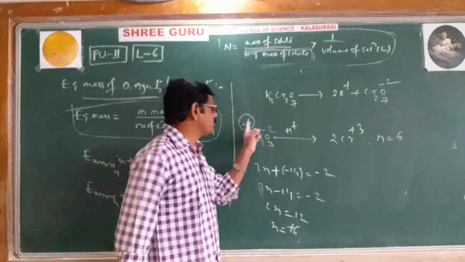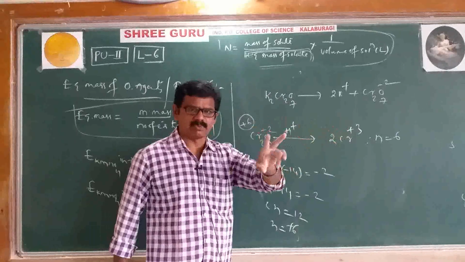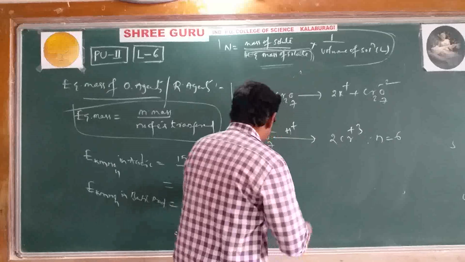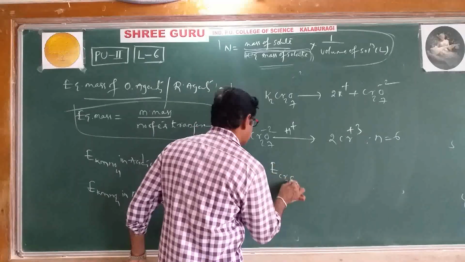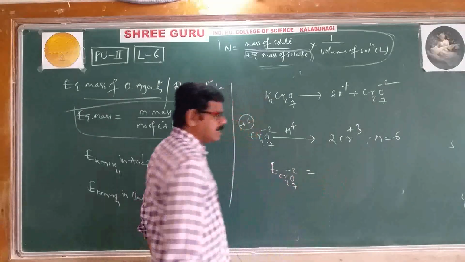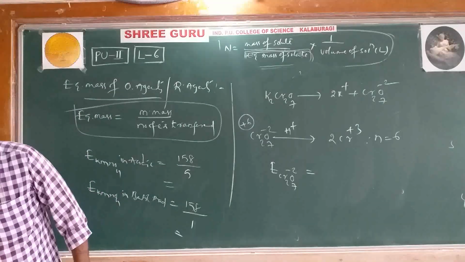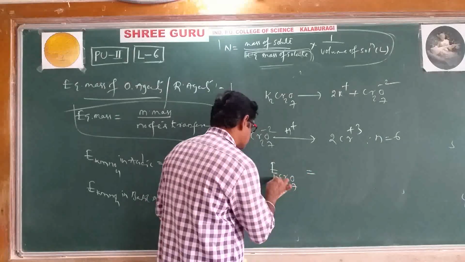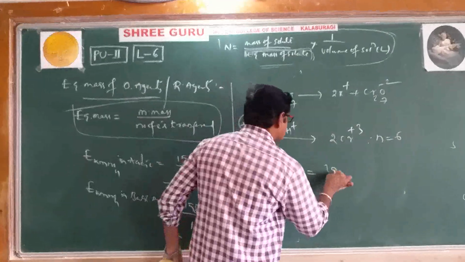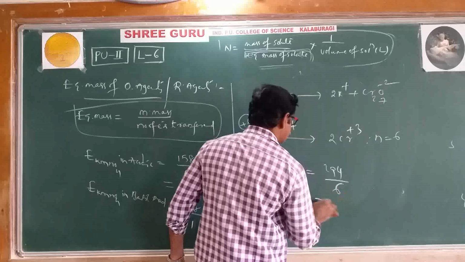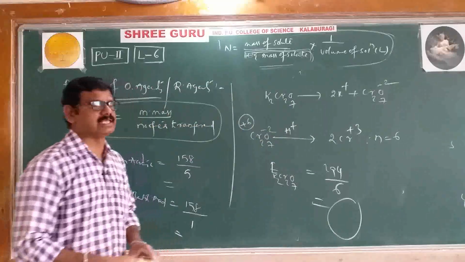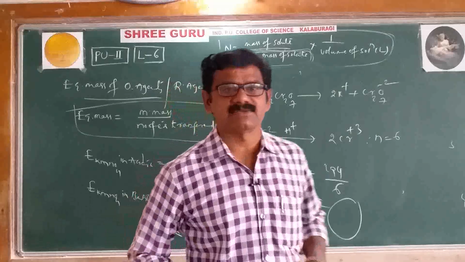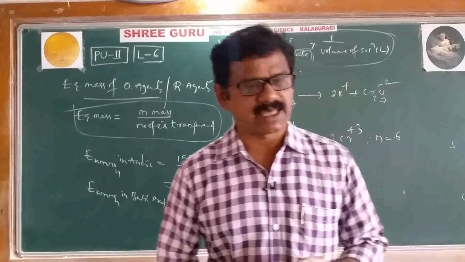Because for one chromium the difference is 3, for 2 chromiums it is definitely 6. Therefore we'll find the equivalent mass in acidic medium. Potassium dichromate K2Cr2O7 is 294 total, divided by 6, whatever value you get is your equivalent mass. Like this, the equivalent mass of oxidizing as well as reducing agents can be calculated.